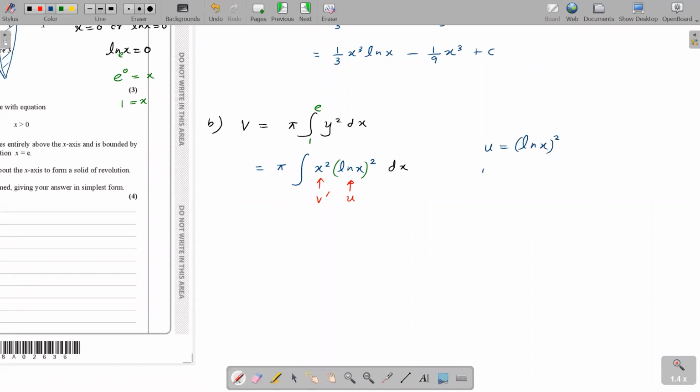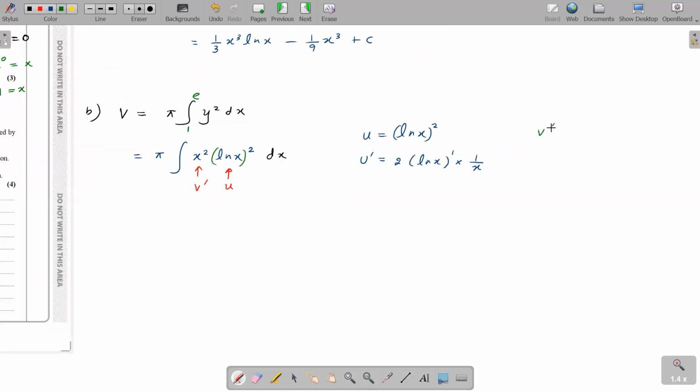How do we get u dash when you differentiate? First priority goes to the power, right? So 2 times ln x to the power 1, times the differentiation of ln x, which is 1 over x. Can you understand the u dash here? When you have ln x, the whole thing to the power 2, the power gets the first priority and comes to the front, ln x to the power 1. After you're done with the power, go inside and differentiate ln x, which is 1 over x. And go again with the v dash. v dash is x squared, which means v is x cubed over 3. Is this okay?